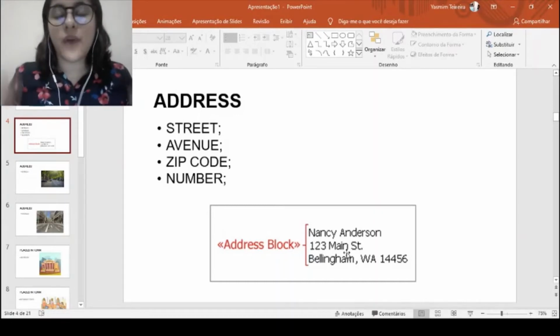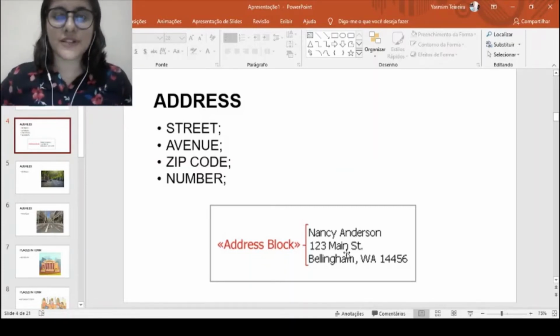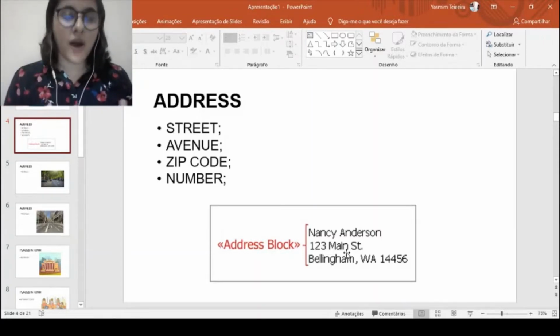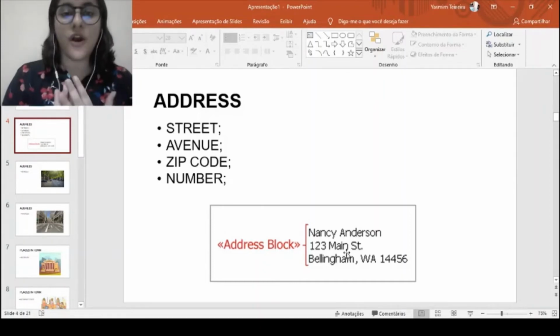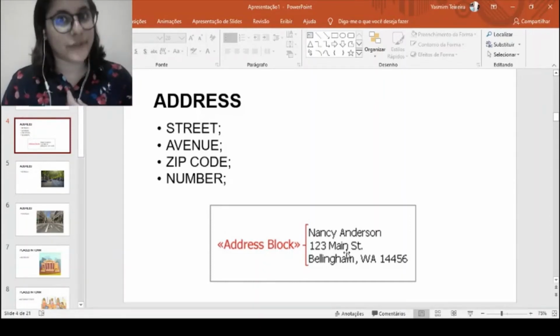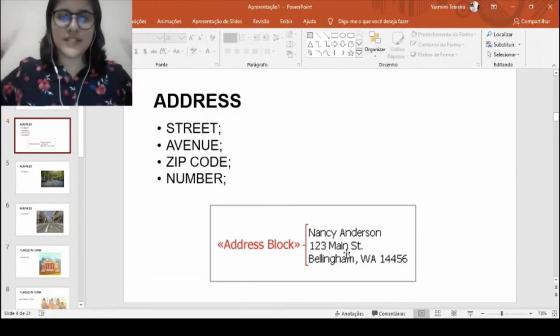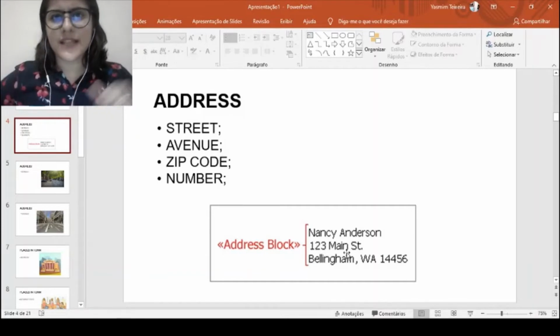Qual é o seu address? You should say the number first. Primeiro você diz o number da sua house. And after that is the name of the street or avenue. So I want you to say your address. Let's go, say the address.